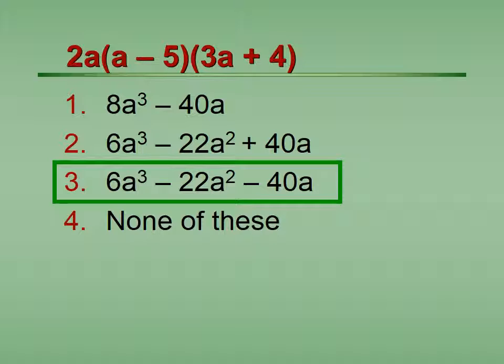And then we do our inner terms, which would be negative 10a times 3a, so negative 30a squared, which we combined with what we just had, which gives us negative 22a squared. And then we have our last terms. So our last terms would be this 4 times this negative 10a, which is the negative 40a, giving us option number 3.